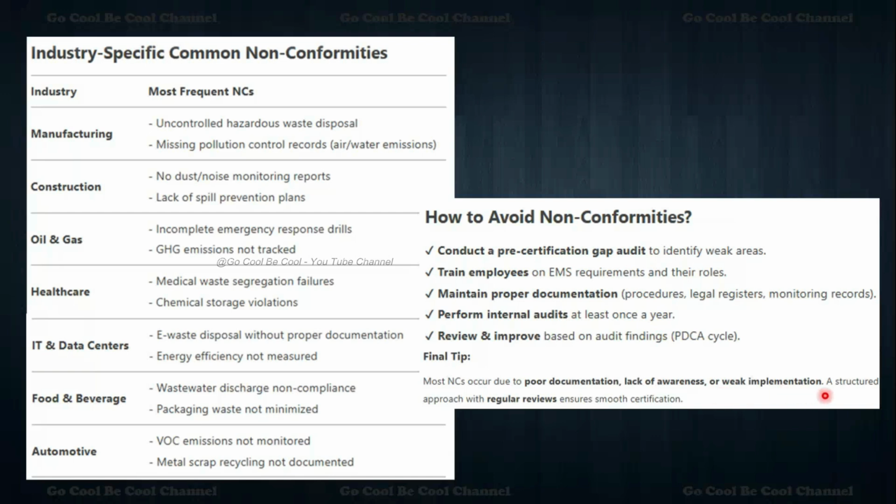Final tip is most MNC, that is NC, occurs due to poor documentation, lack of awareness or weak implementation. A structured approach with regular reviews ensures smooth certification. That is one we have to maintain. Documentation, if we correct it, everything will be done. We can achieve 0 MNC and NC.